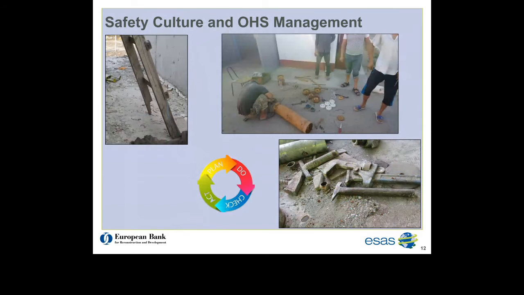And so now moving on to PR4, health, safety and security. Please take us through the key findings of the site visit.